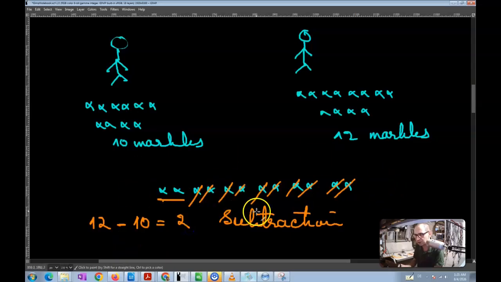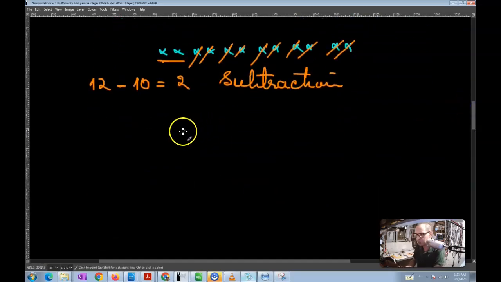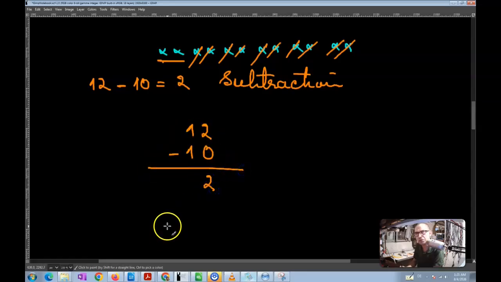And of course you can use the model that we have over here. But then this operation, you can even do it this way. 12 minus 10 is equal to 2, right?